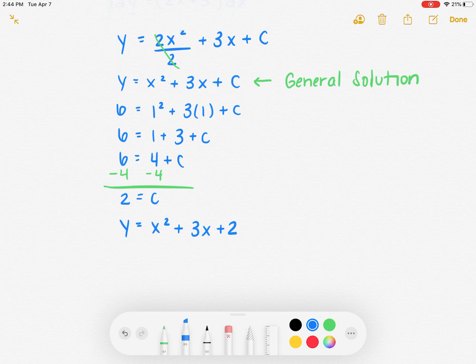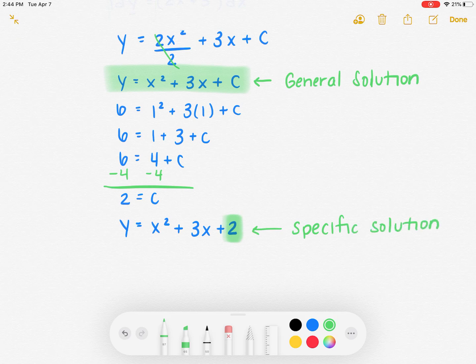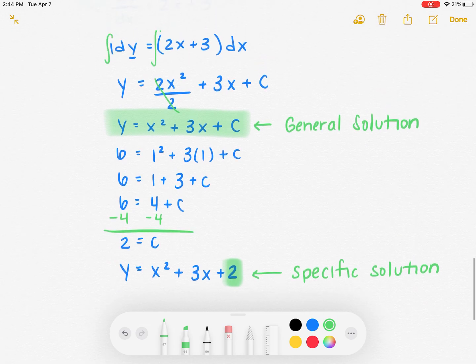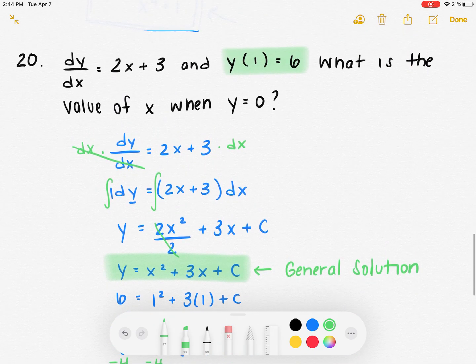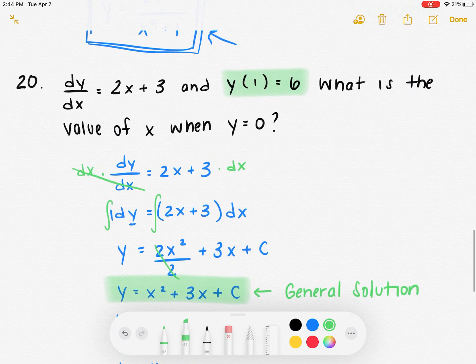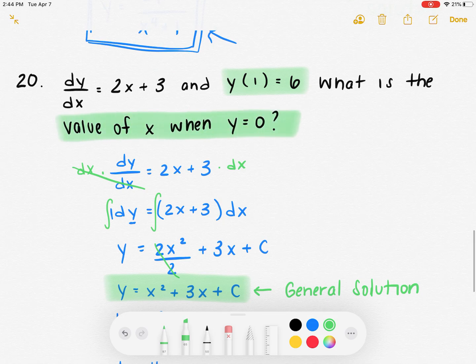All I did to get that was look back at my general solution and replace my c with a 2. So that gives me my specific solution. And now this problem went one step farther. They said find the value of x when y is 0.